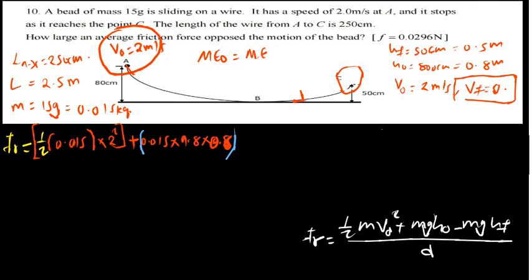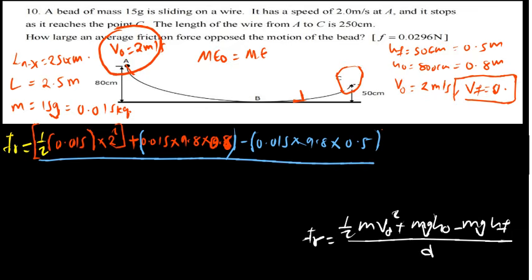Okay, then we say minus the mass again 0.015 times 9.8 times h now is 0.5. We divide everything by the displacement, which is 2.5. Let's find the answer.